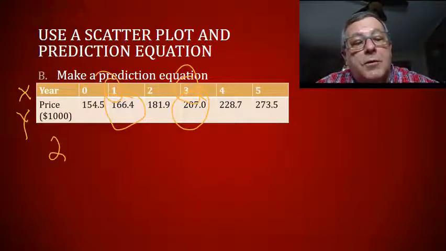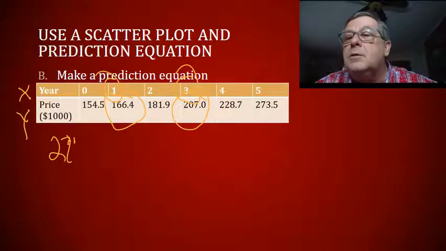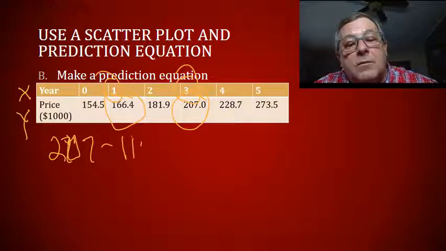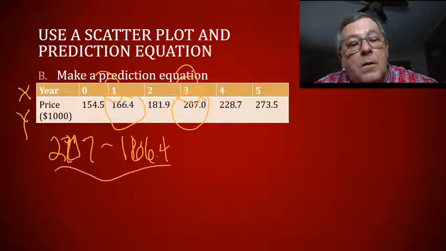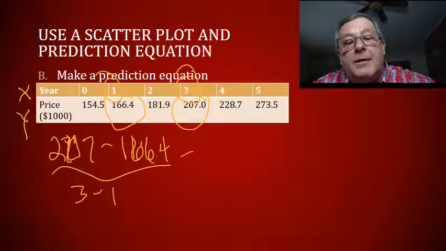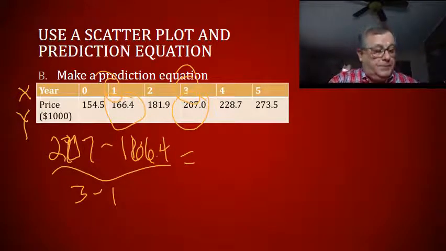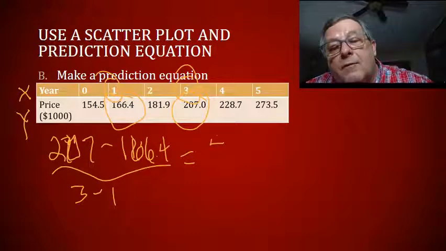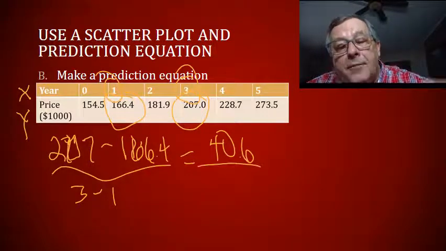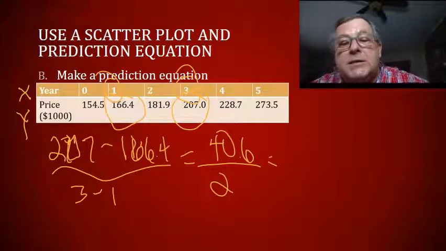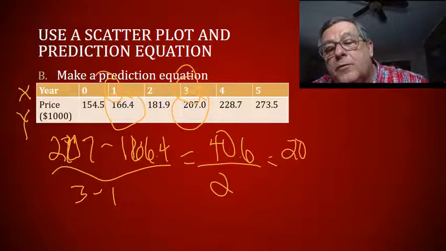So we got 207, sloppy writing, minus 166.4 over 3 minus 1. Now that's going to equal, let me get my calculator here, 207 less 166.4 is 40.6. So we got 40.6, and 3 minus 1 is 2. And so we're going to divide that, 40.6. This is giving us our slope, and we're going to have a slope of 20.3.